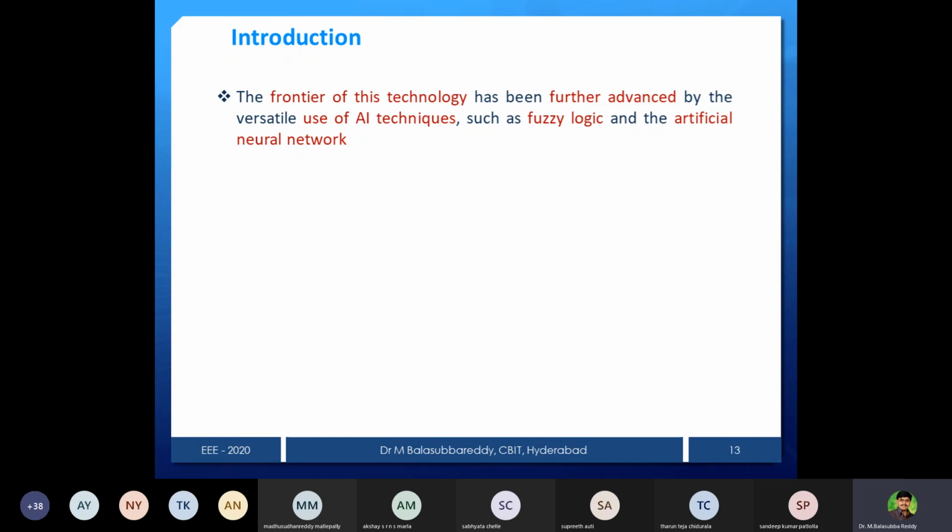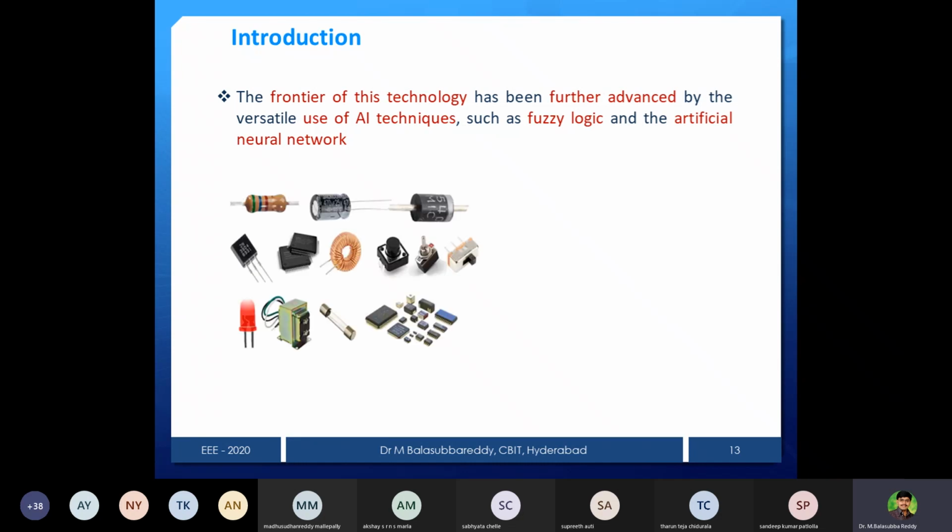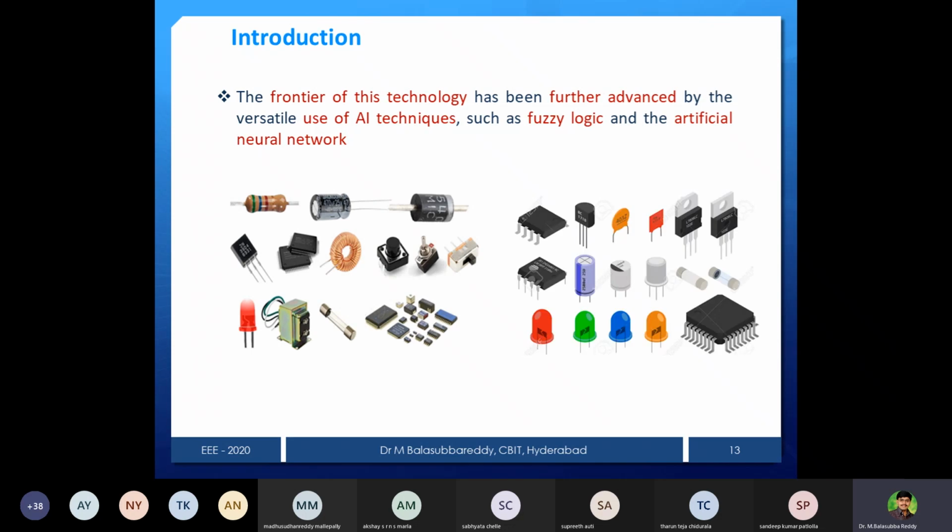Directly, we either write microcontroller code, or use an AI technique, or a fuzzy logic algorithm, or an artificial neural network, anything. We generate the firing pulses directly through this algorithm, and that is dumped to the system, and you can automatically generate the firing pulses that are connected to the gate and cathode of each device.